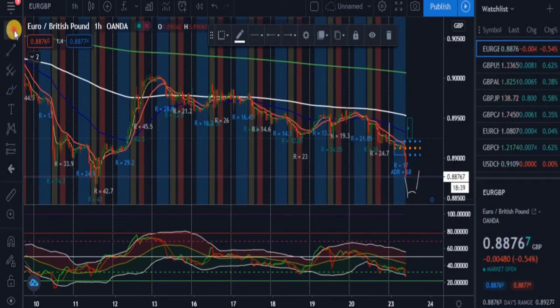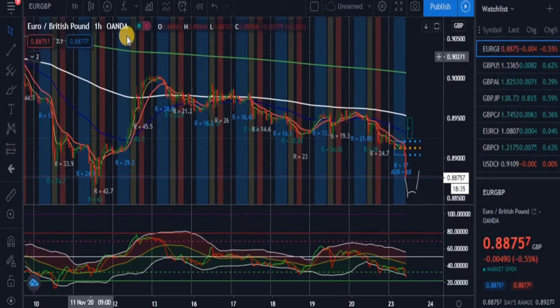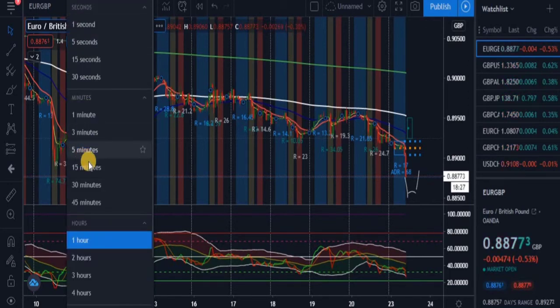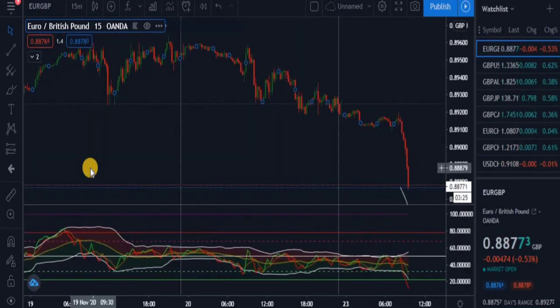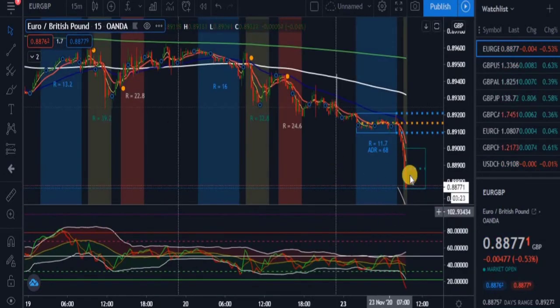Take note, on our M15 the TDI is already blown out. Okay, the TDI is blown out already. Look at the TDI. You could see this is where we are in the TDI. You understand? This is where we are in the TDI.